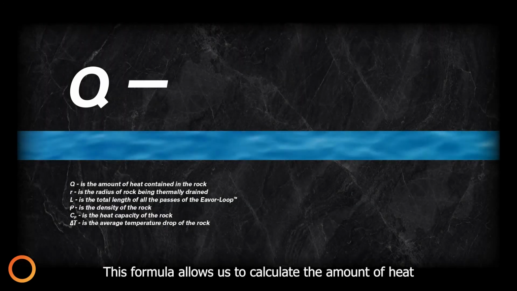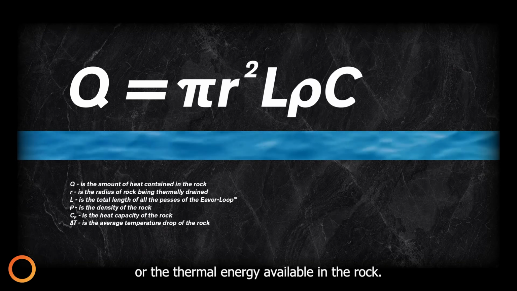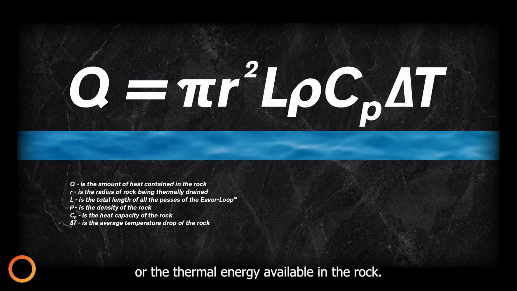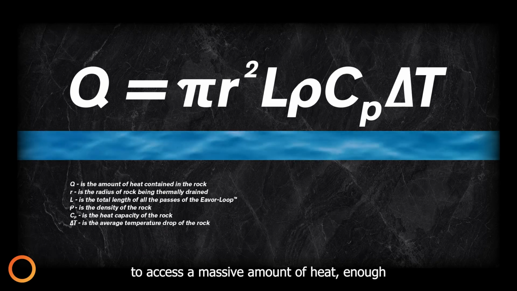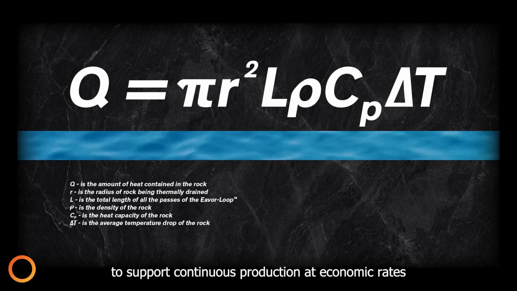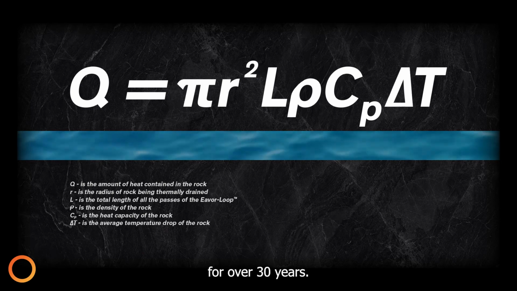This formula allows us to calculate the amount of heat or the thermal energy available in the rock. The large scale of the Eavor-Loop allows it to access a massive amount of heat, enough to support continuous production at economic rates for over 30 years.